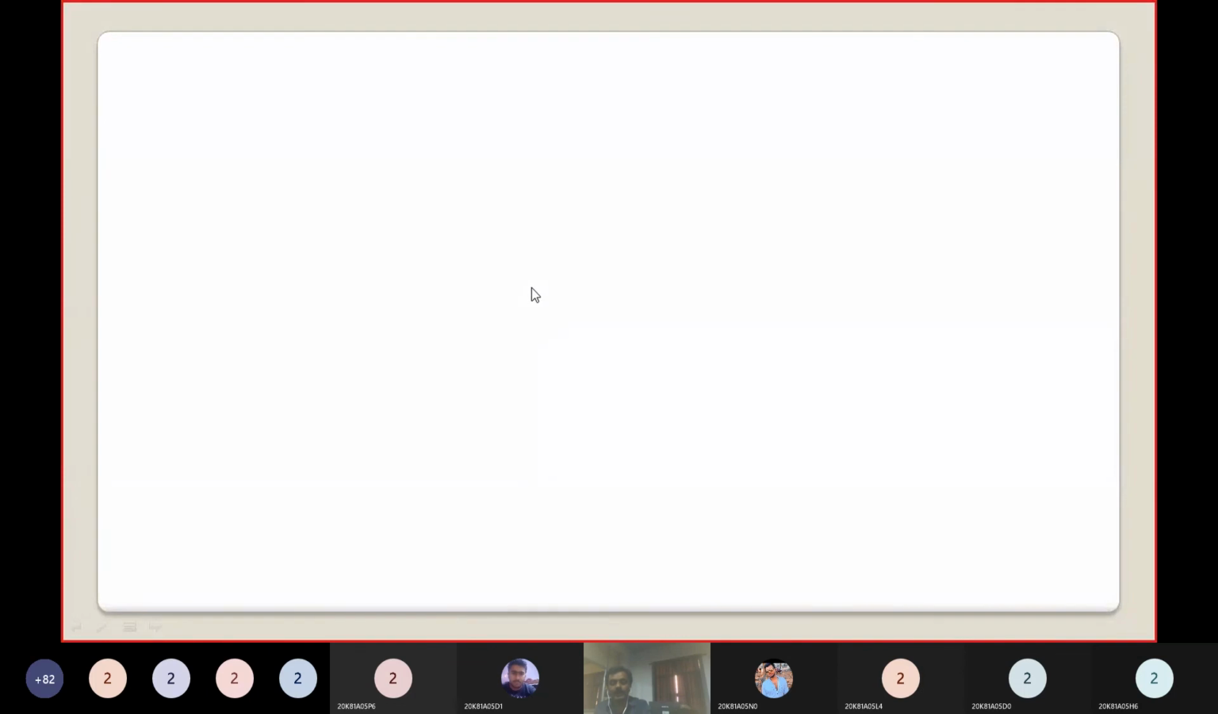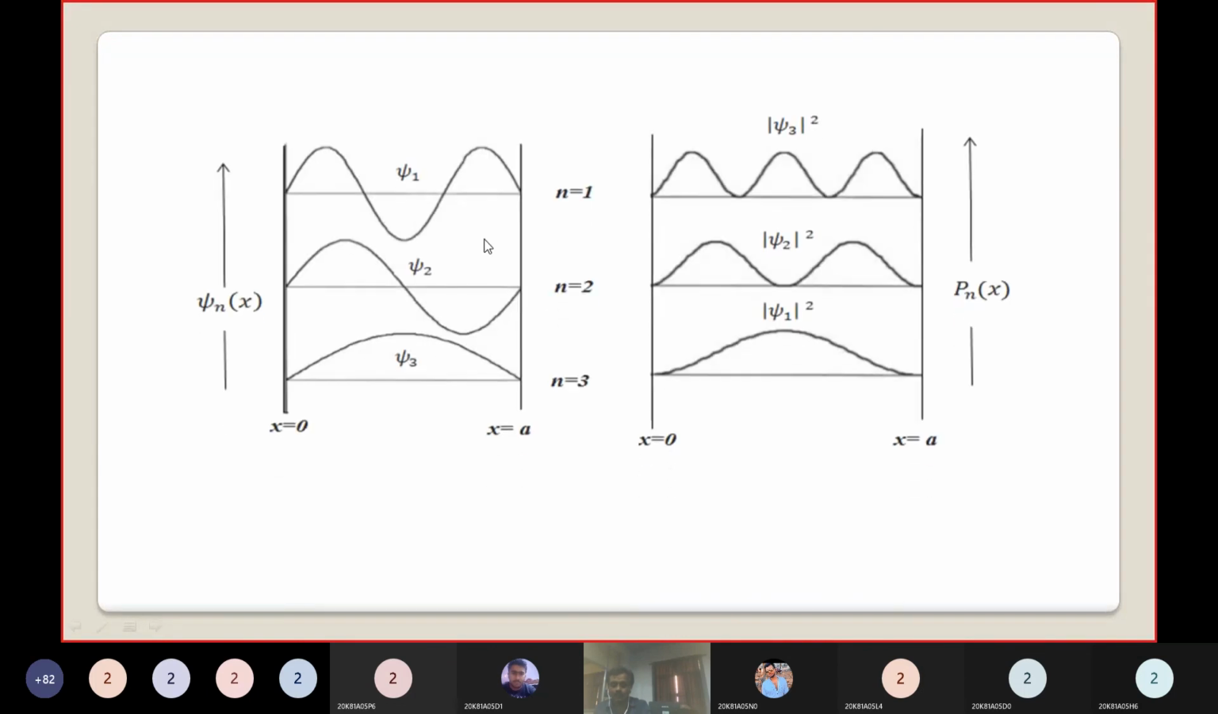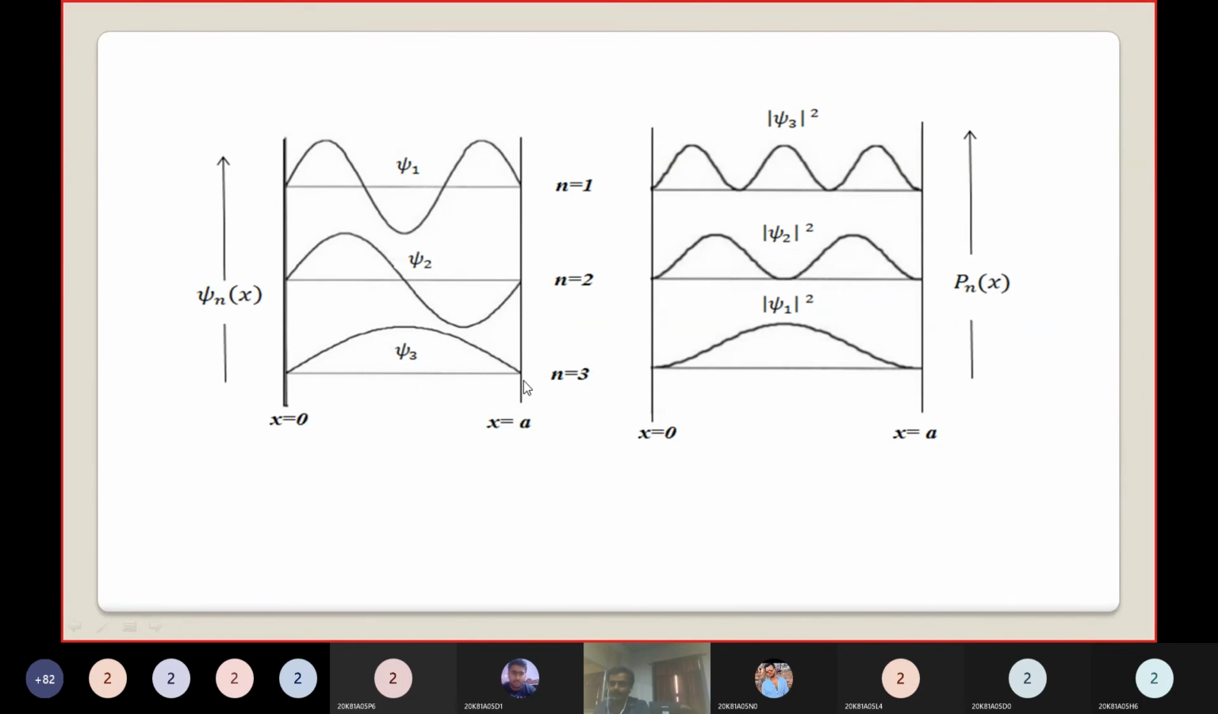Psi 1 is equal to under root of 2 by L into sin (pi by L) x. So that is psi 1. Similarly, for n equal to 2 we will get the second wave function, and for n equal to 3 we will get the third wave function. For different n values, the wave function will be like this.